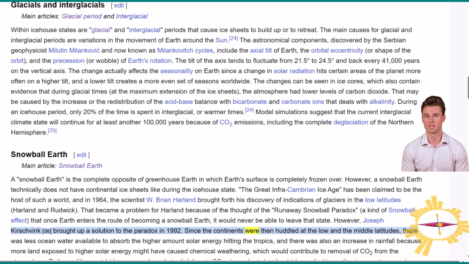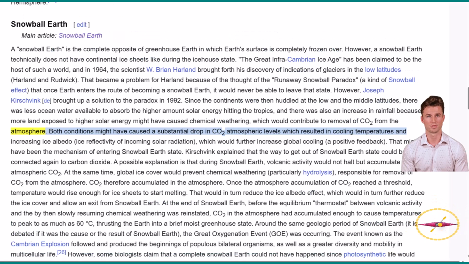Since the continents were then huddled at the low and the middle latitudes, there was less ocean water available to absorb the higher amount of solar energy hitting the tropics, and there was also an increase in rainfall because more land exposed to higher solar energy might have caused chemical weathering, which would contribute to removal of CO2 from the atmosphere.